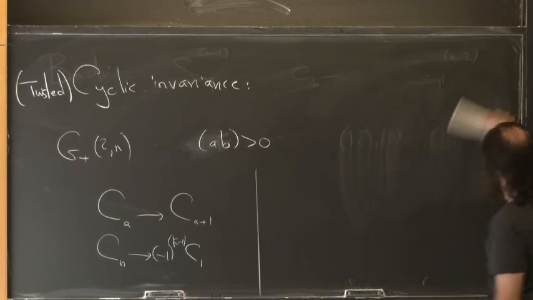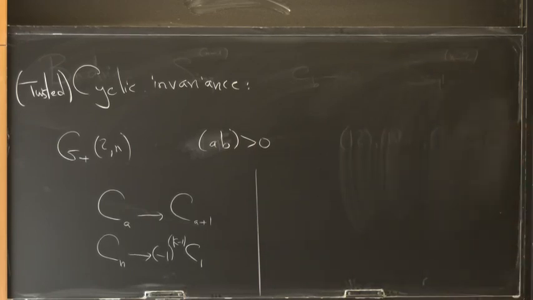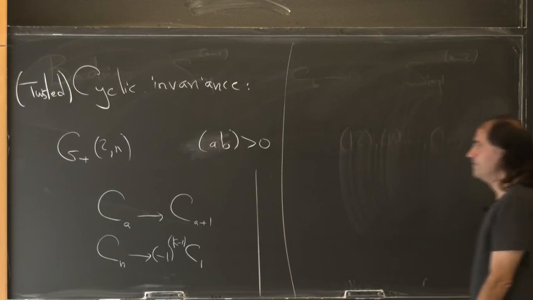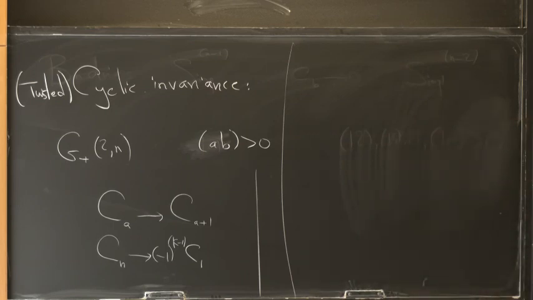So that's the subgroup of GL_n that we have left that acts nicely. If you give me one positive k by n matrix, I can get another positive k by n matrix by cycling all the columns over, with this minus sign when things wrap around as needed.